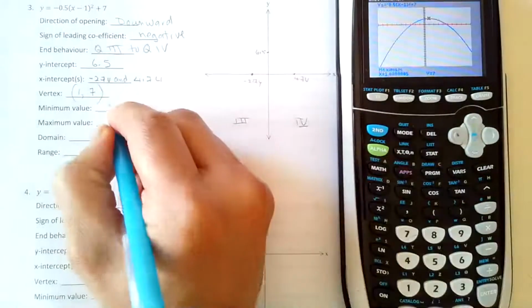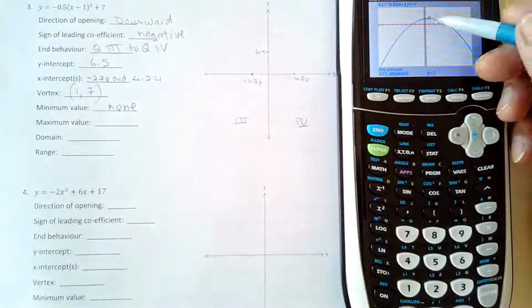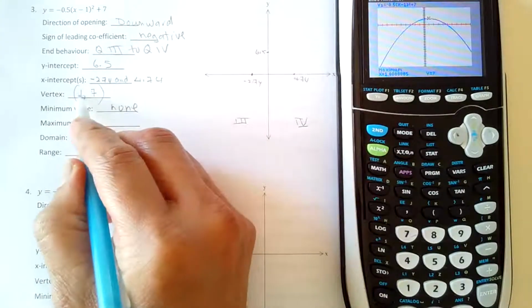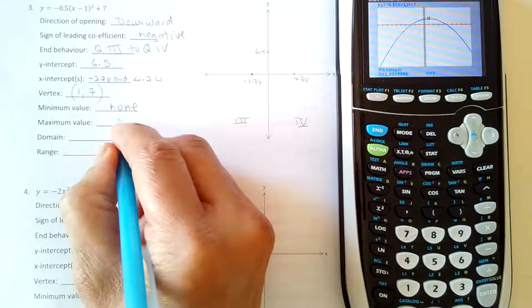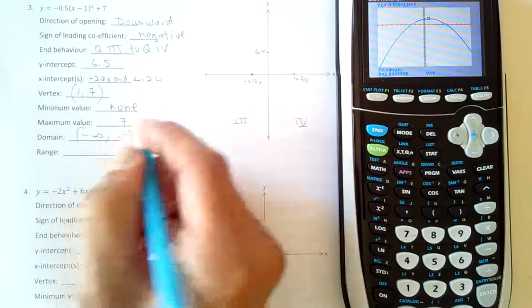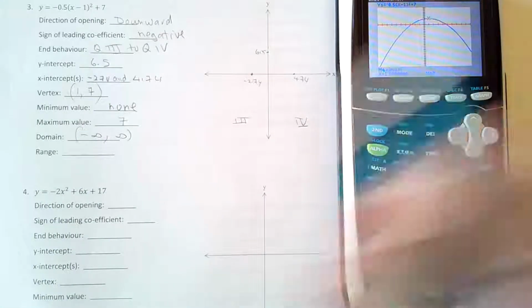There's no minimum value because the graph is going down. The maximum value is the y coordinate of your vertex, which is 7. Domain is negative infinity to infinity, and the range is from negative infinity going up to 7.